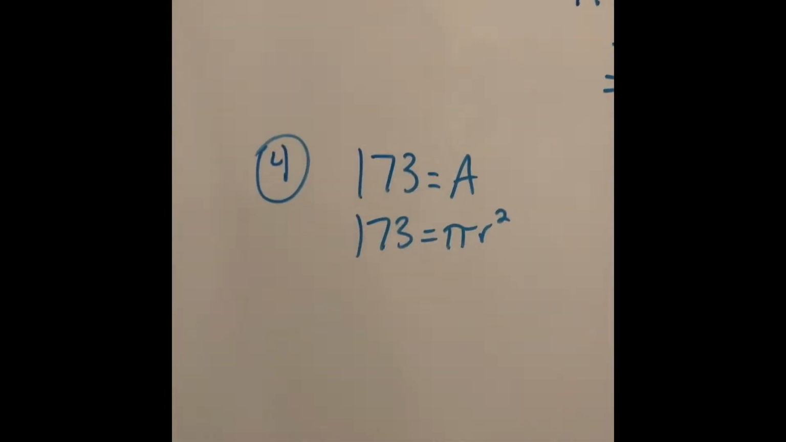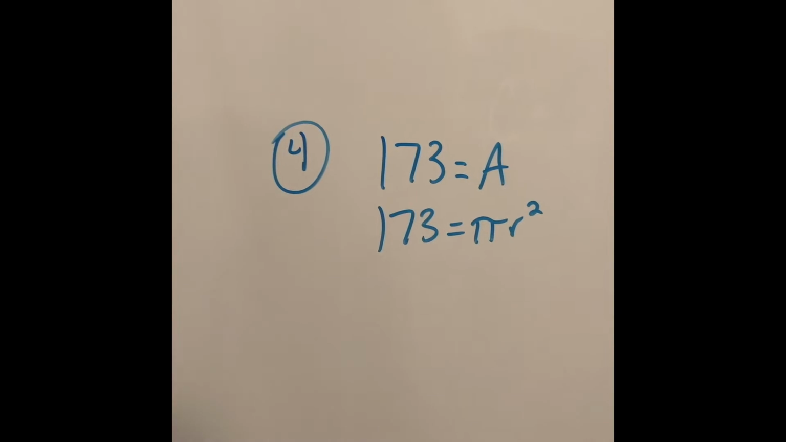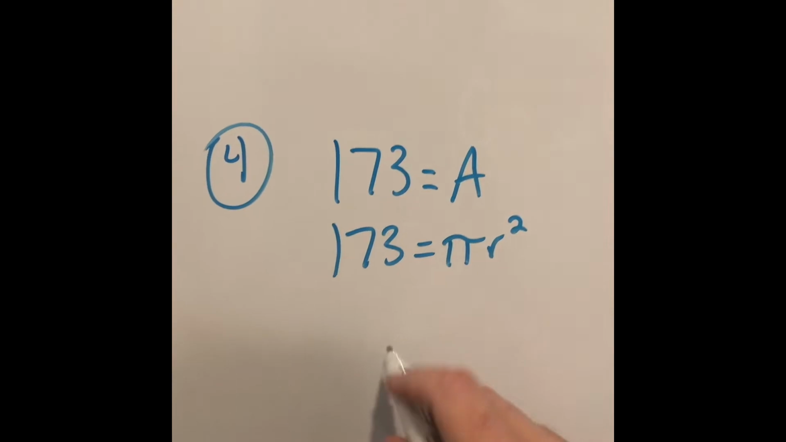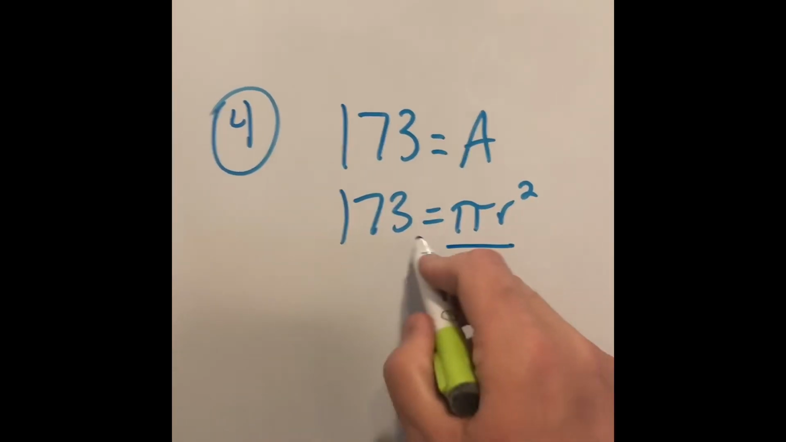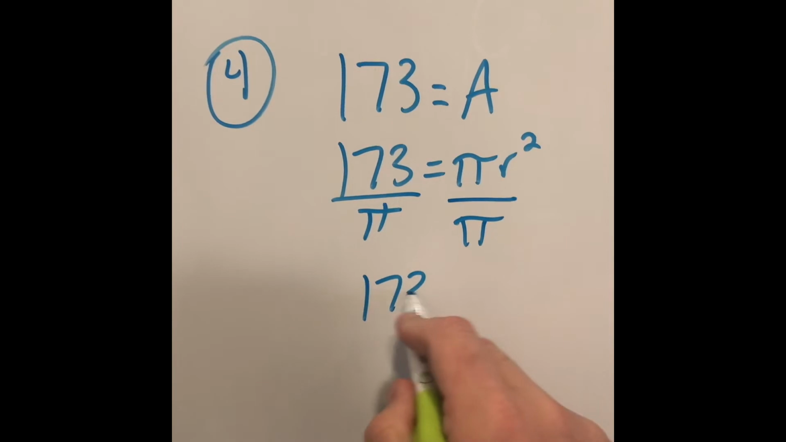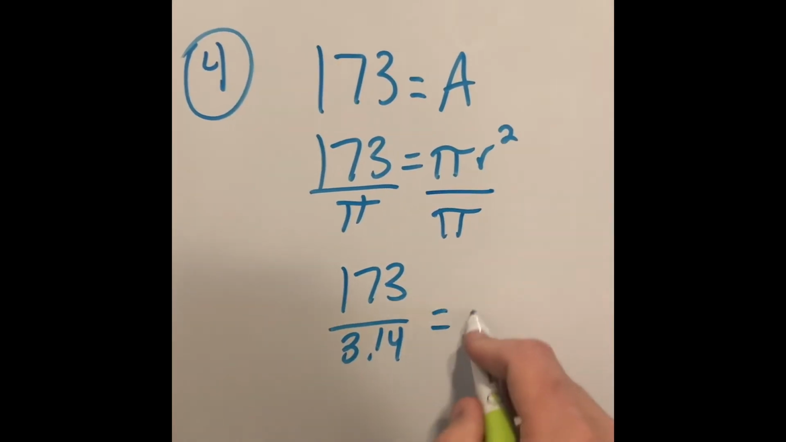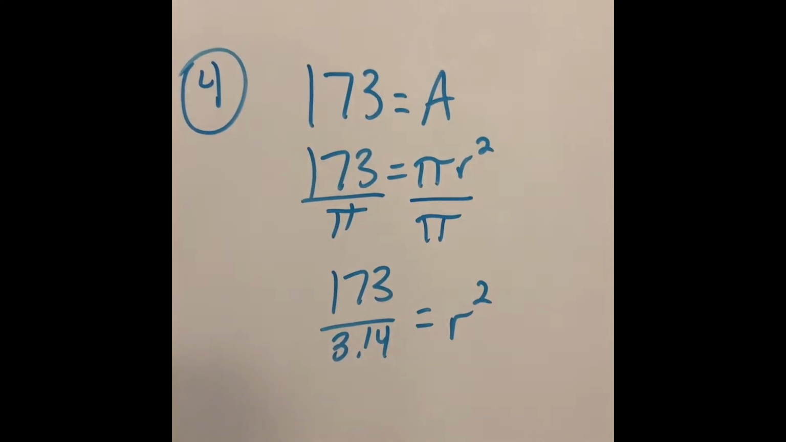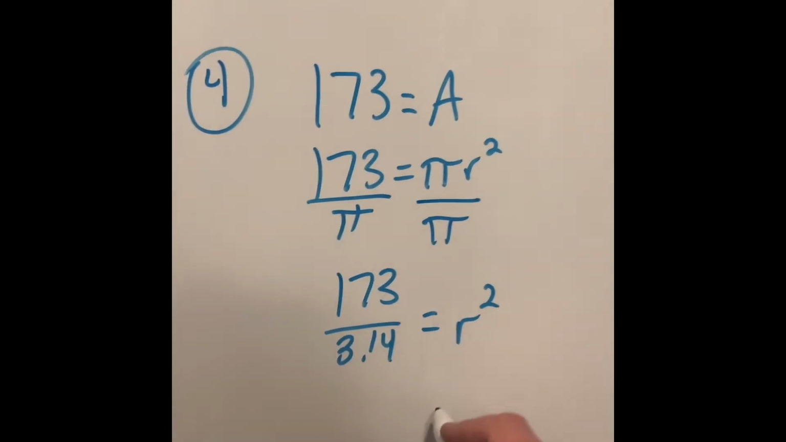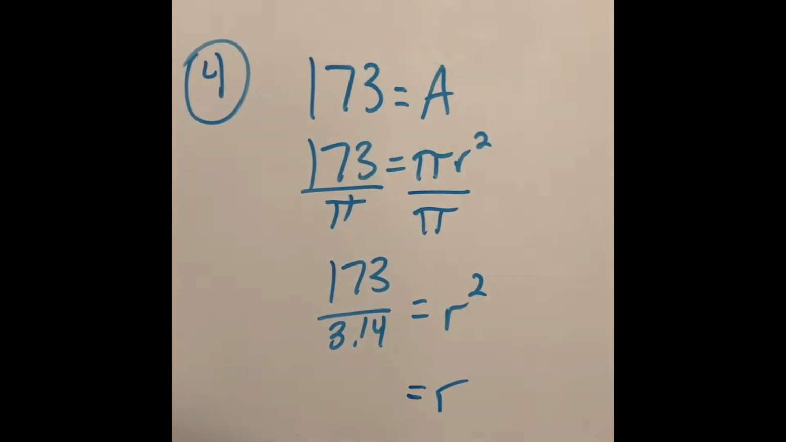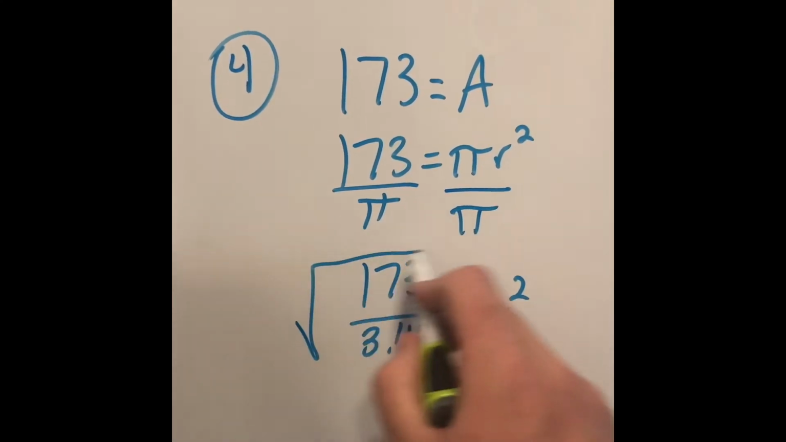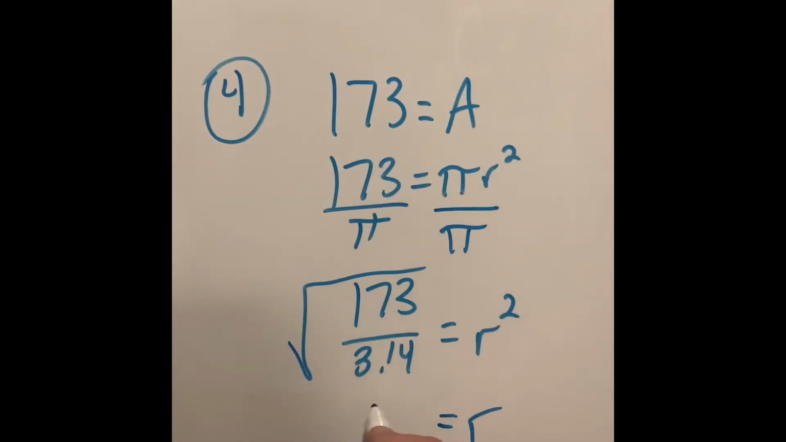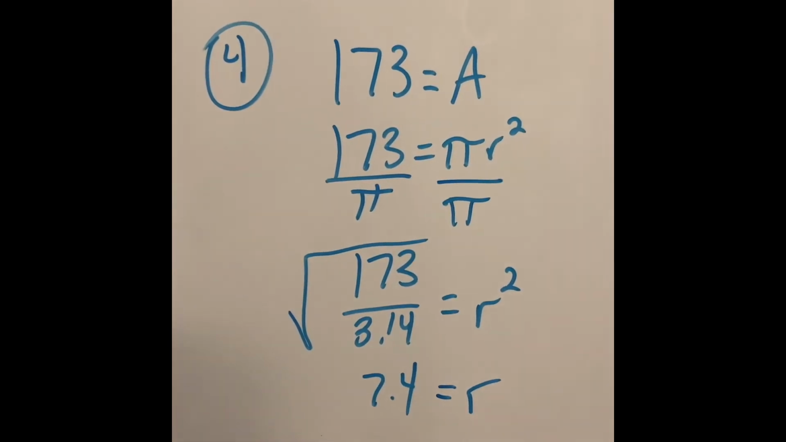Okay? Number 4, they want the exact radius again. Remember yesterday, they wanted exact radius with circumference. So we're going to do the same thing here. What we want to do is divide by pi. So that's 173 over 3.14. That's going to equal r squared. So you want to take this 173 divided by 3.14 on your calculator. But then you have to take the square root of that. And that's going to give us an answer of right about 7.4. Okay?